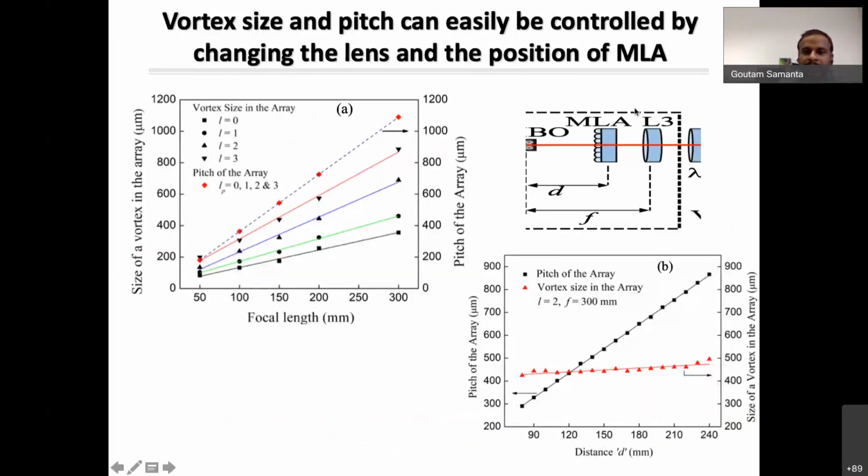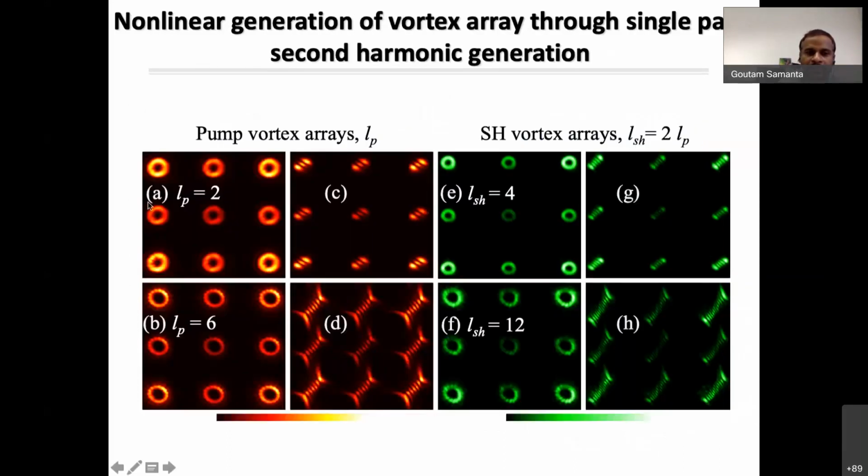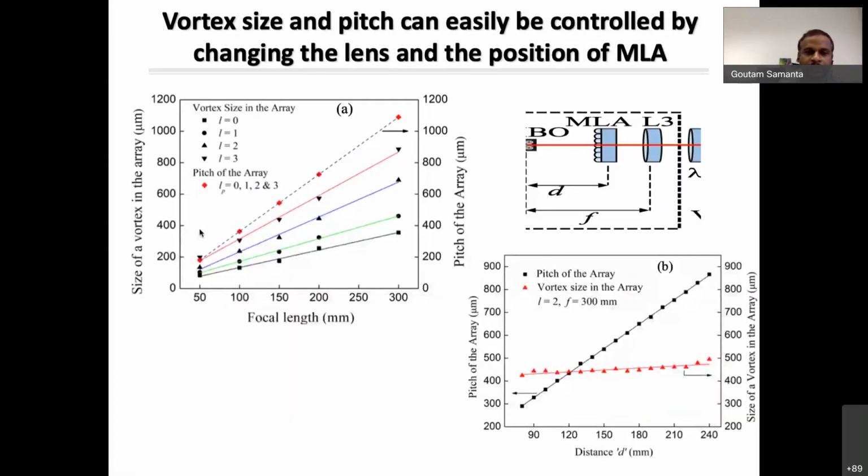Okay, and the interesting thing about this system is that we have control over the size of the vortices and their pitch. Here you can see there is a particular size. Depending upon the application, you can reduce or increase the size of the vortices very simply by moving this vortex micro lens array from its focus position. From the focus position of the lens, as we keep changing the position of the micro lens array, the pitch size or the vortex size will change.